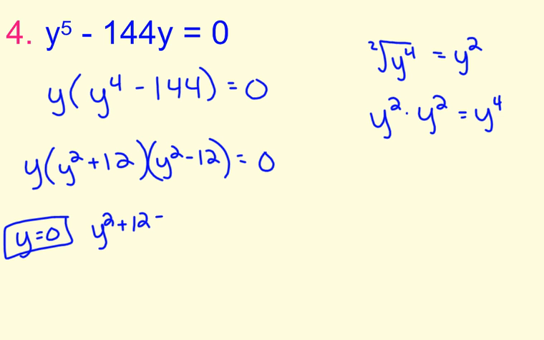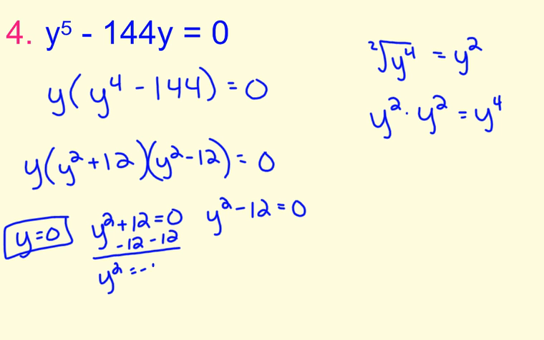And then y squared plus 12 equals 0, and y squared minus 12 equals 0. Here's where it's kind of fun to see what's happening. I'm going to solve these for y. So I minus 12 from both sides, and I get y squared equals a negative 12. To get y by itself, I would square root both sides, and so hopefully here you're seeing I'd have y equals plus or minus, and when I square root a negative, I'm going to get an imaginary solution.